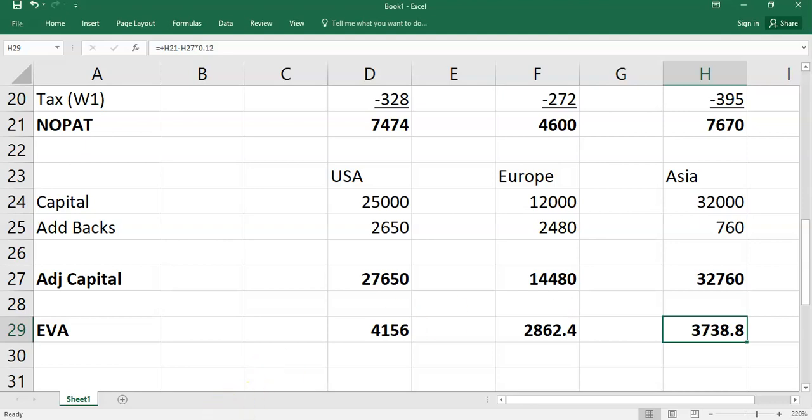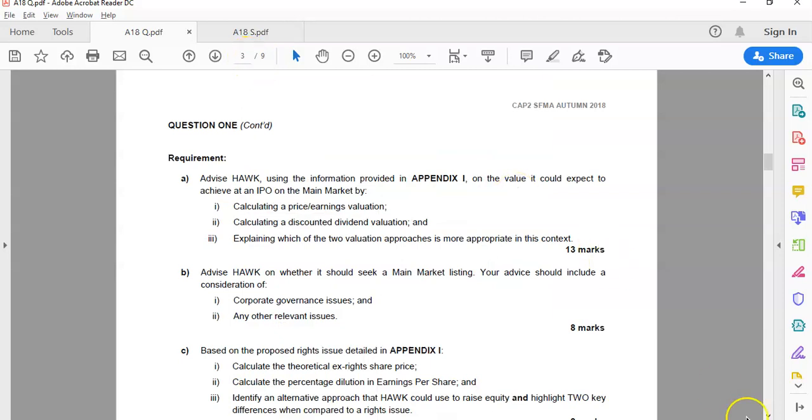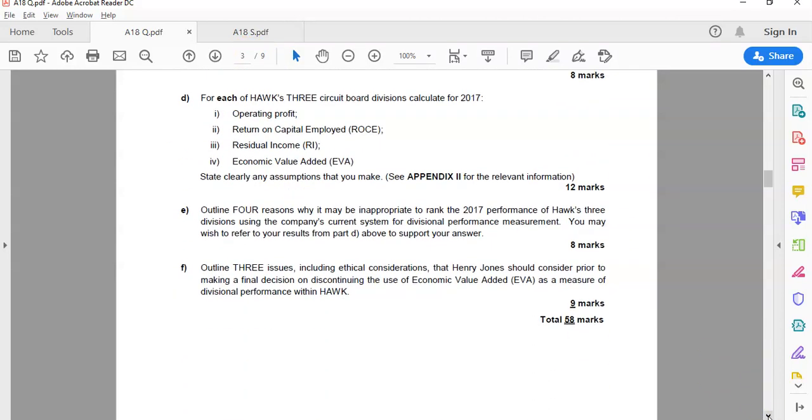So that's your first one, is lay it out neatly like that and get your marks. Right? So what your time in there, that was 12 marks, about 24 minutes. Your next part then was 8 marks, outline 4 reasons why it may be inappropriate to rank performance using the current system. You may wish to refer to your results in part D. Right? So again, that means refer back.